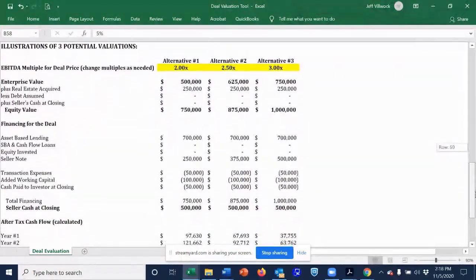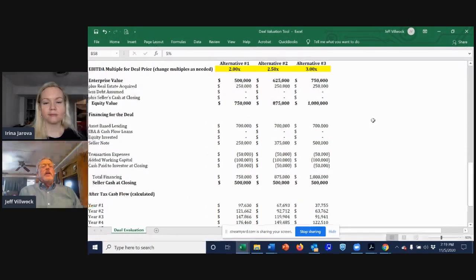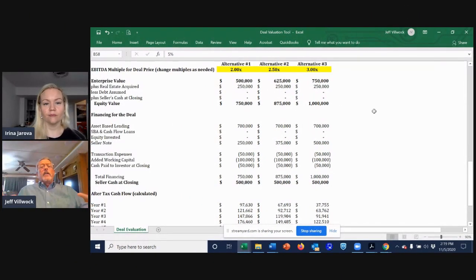Okay. We come down here, and I've got 3 alternatives for us. Oh, wow. Look at that. Very cool. And so what is this? So we start off with what is the multiple for the deal price? So in other words, for the entire enterprise, forgetting real estate for a second, forgetting debt, what's the business worth?